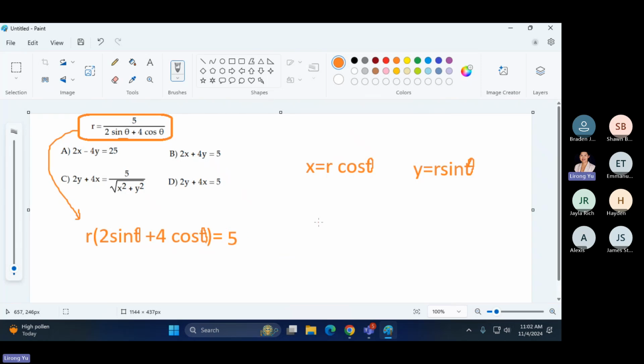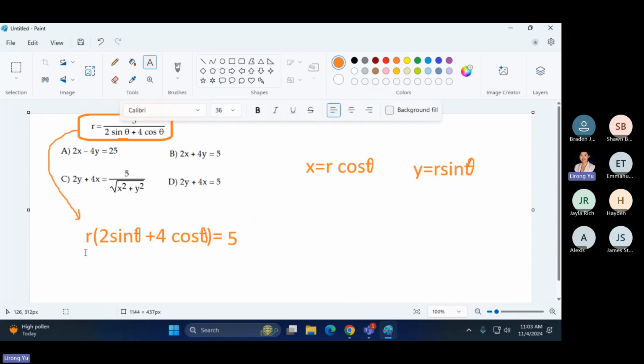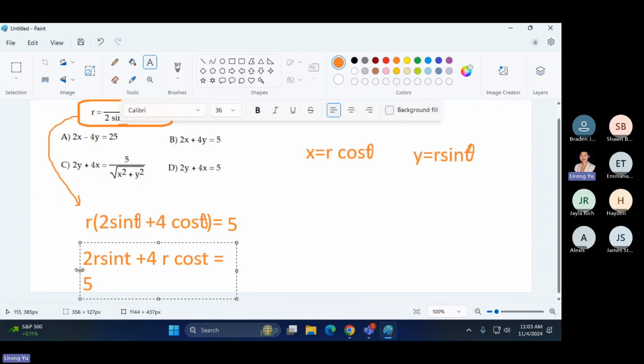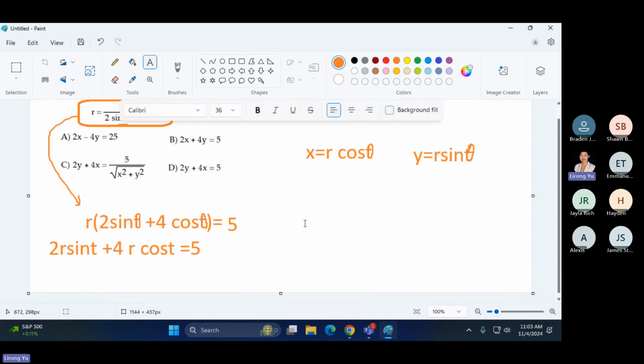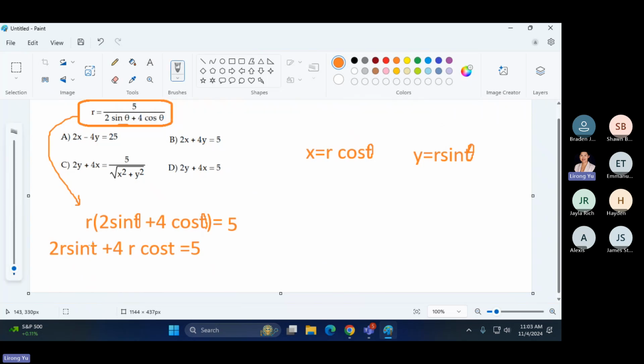Are we okay so far with the conversion? Okay, so these two equations are equivalent. One is represented by division, the other one is represented by multiplication. They're essentially the same equation, but then you can see we get to multiply r with sine or cosine. So if you distribute the r, then you have 2r sine theta plus 4r cosine theta, and that equals 5. So what we are doing here is multiplying the r into the whole thing.